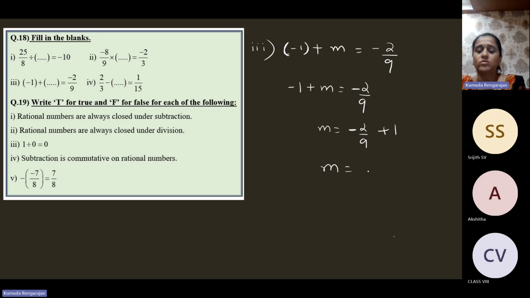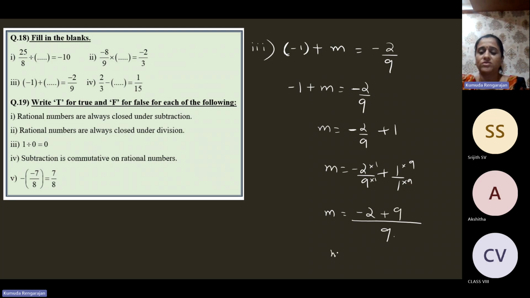So m is equal to, common denominator 9, minus 2 plus 9, because this is by 1. If some of you might have trouble here while taking the LCM, m is equal to minus 2 by 9 plus 1 by 1. The common denominator is 9: 1 into 1, 1 into 9, 9. So minus 2 plus 9. So m is equal to 7 by 9. Correct?